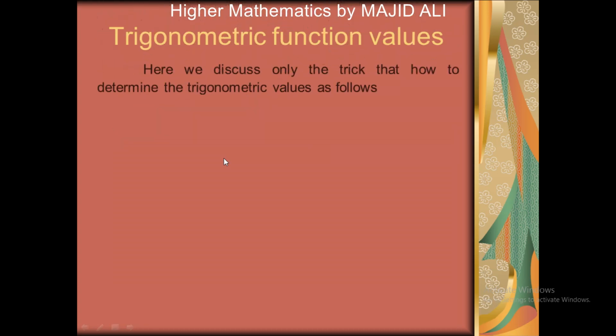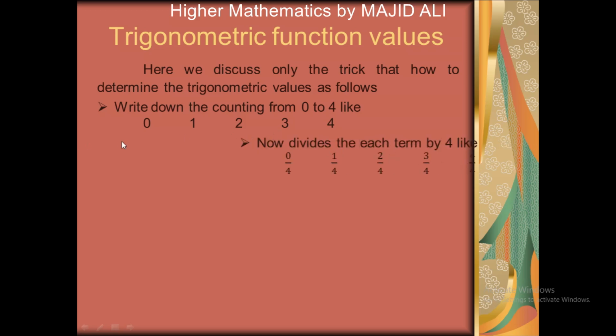Trigonometric function values. Here we will discuss only the trick for how to determine the trigonometric values. There are many tricks, but this trick is very useful and easy to use. First, write down the counting from 0 to 4: 0, 1, 2, 3, 4. Next, divide all the values by 4.